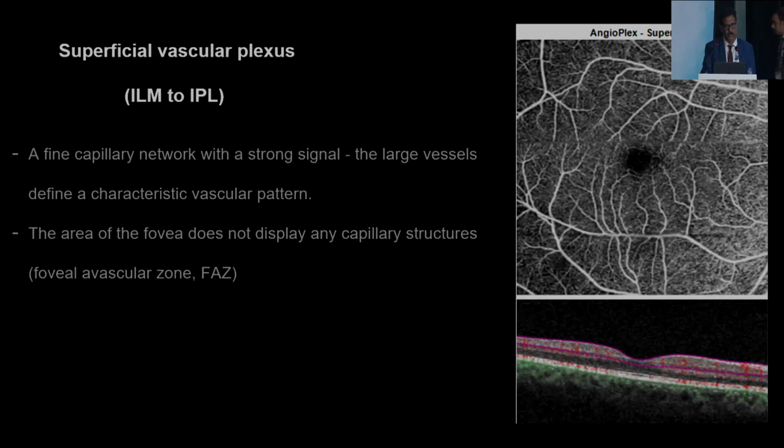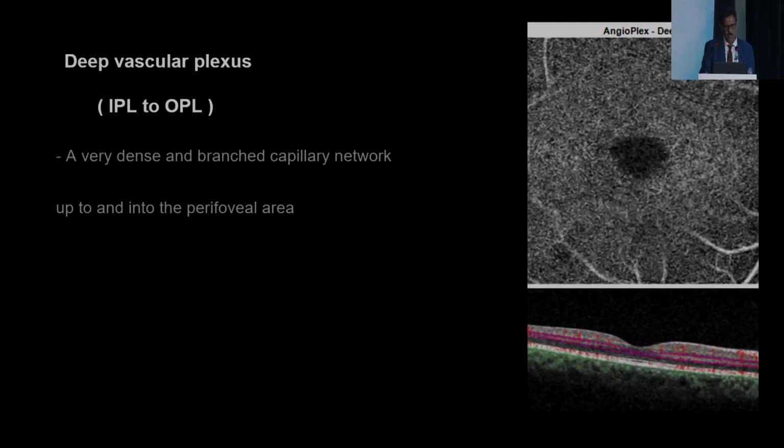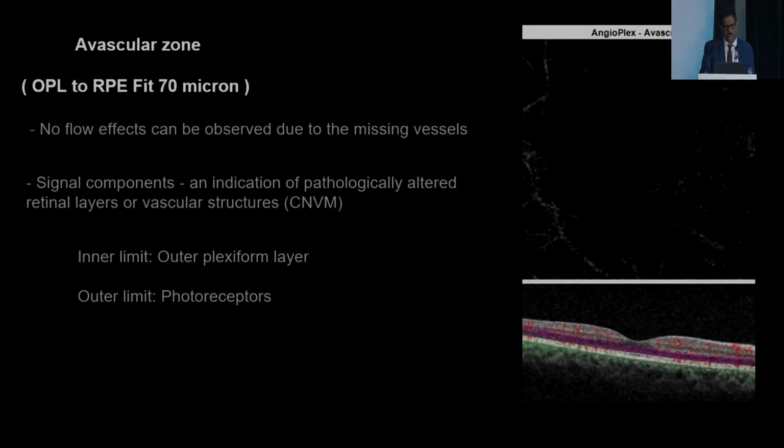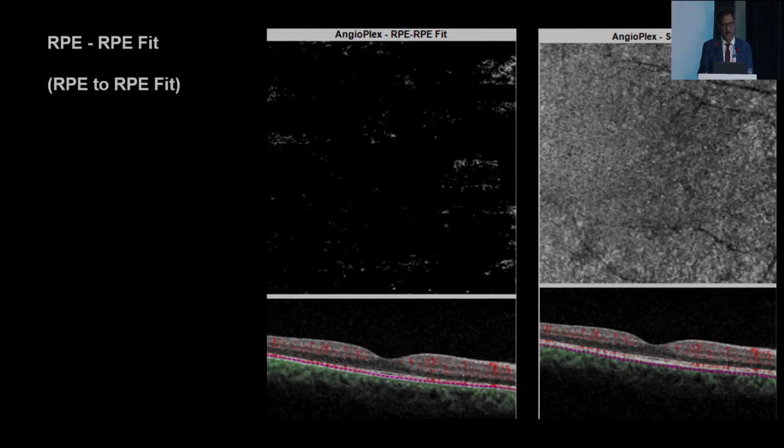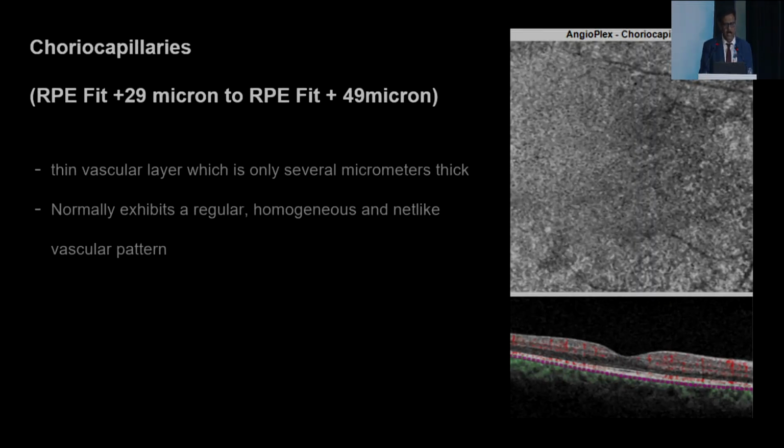It has fine capillary networks with strong signals of the large vessels, and you define a characteristic vascular pattern. The deeper vascular plexus, from the IPL to the OPL, is a very dense branching capillary network up to the perifoveal areas, with avascular zones between. The outer retina to choriocapillaris is basically for better detection of a CNV network, from the OPL to RPE feet, and another option is available in Angioplex.